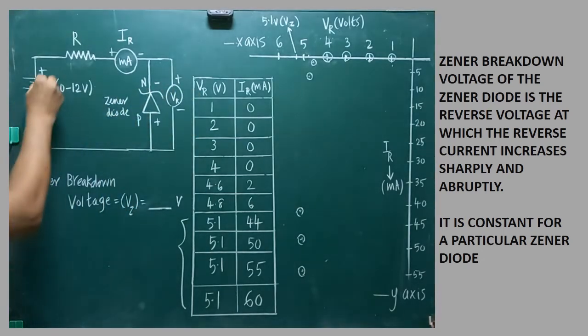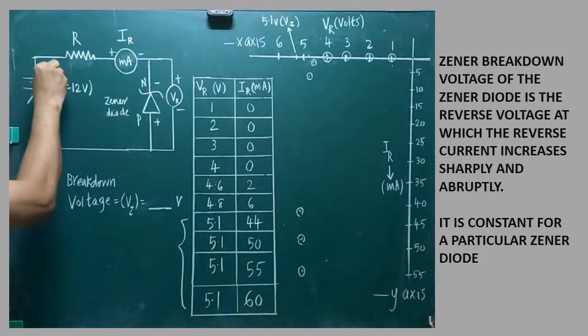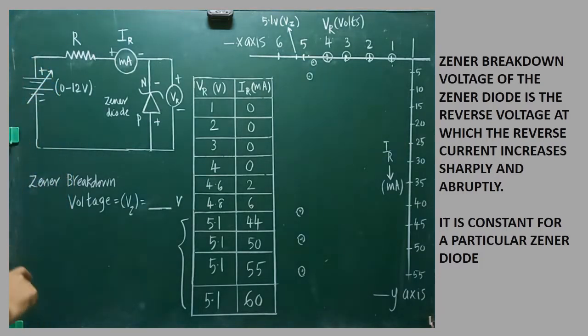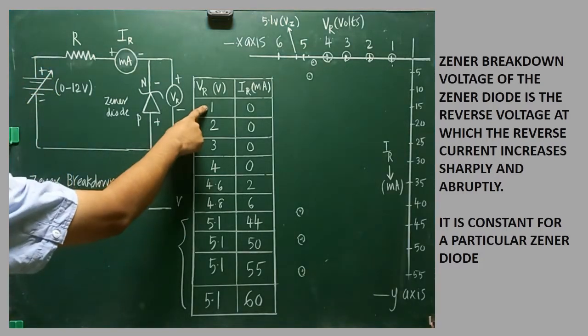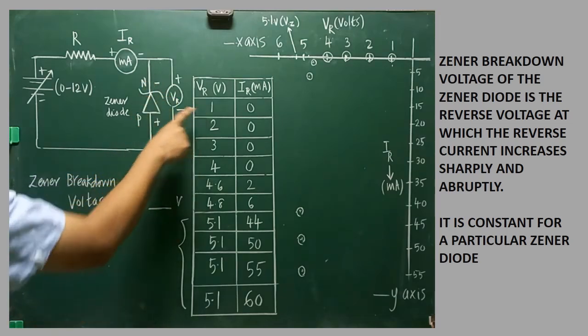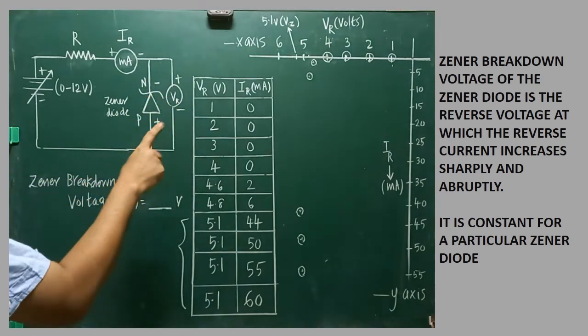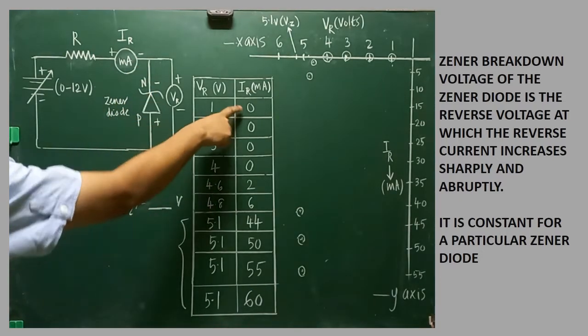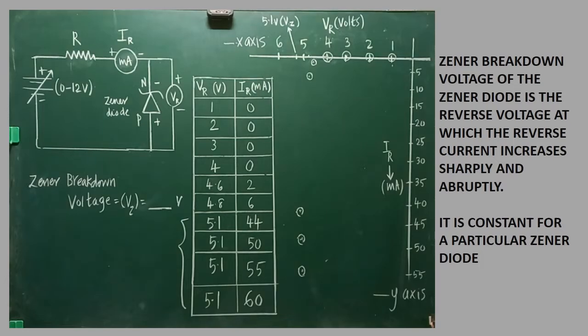Here, this is the variable voltage supply. By dialing this knob, is it clear? The reverse voltage can be slowly increased. Look at here, the initial reverse voltage across the Zener diode is 1 volt. Then no current is flowing through the Zener, therefore it shows 0 milliampere.